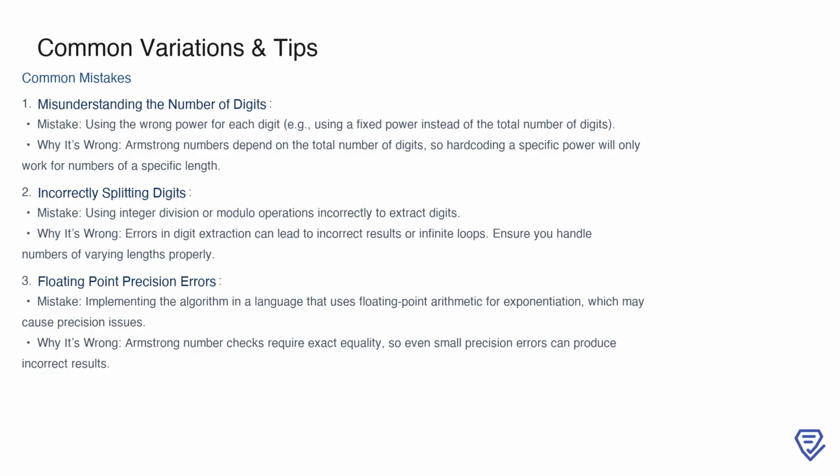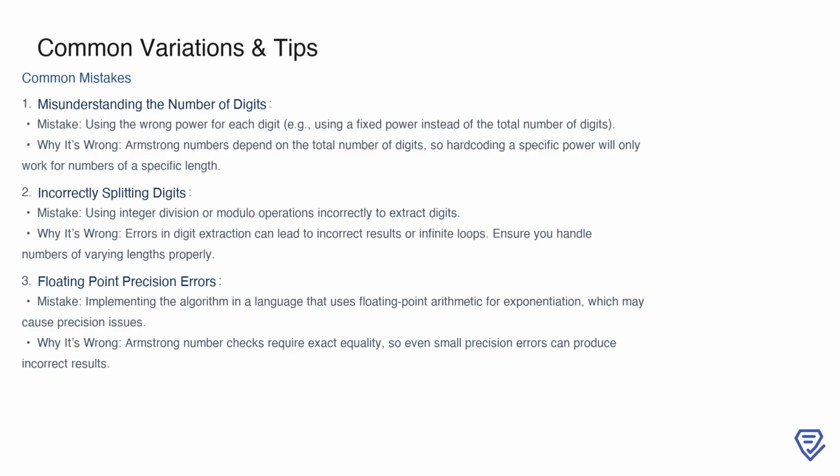If you hardcode a fixed power, like raising all digits to the third power, it will only work for numbers with exactly 3 digits, leading to incorrect results for numbers of other lengths. Another frequent mistake occurs when splitting digits. This usually involves integer division and modulo operations, but if these are not implemented correctly, especially for numbers with varying lengths, it can lead to errors or even infinite loops.